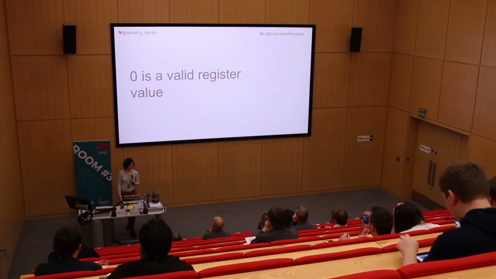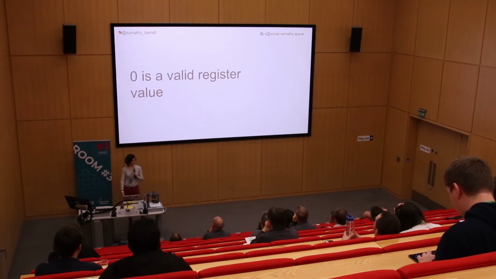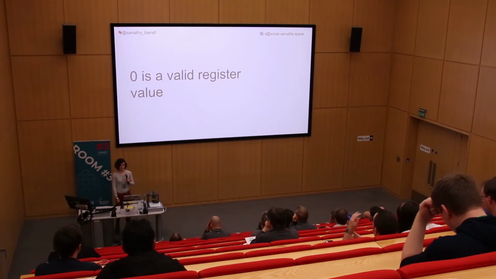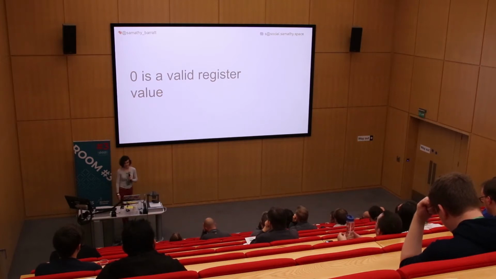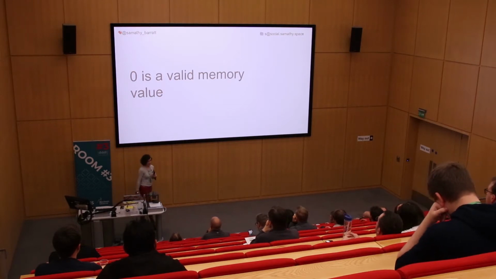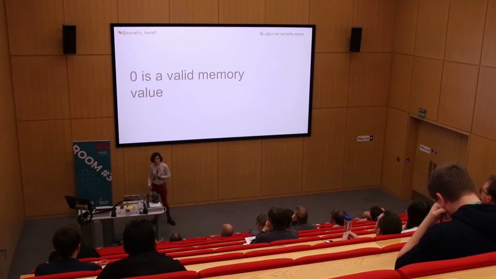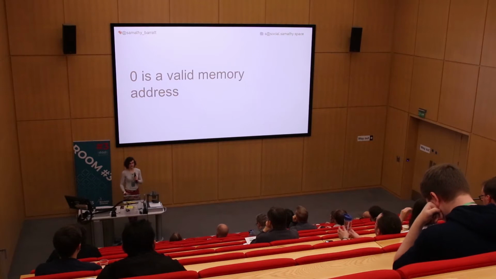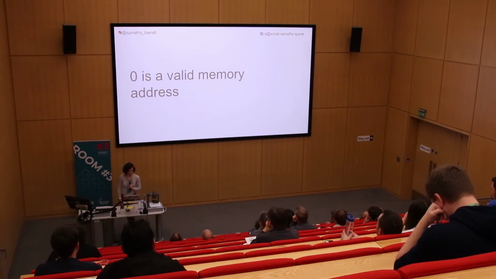However, a zero is a valid register value. So in your CPU, you have many registers, and any of those can have zeros in, and that is valid information in those registers. Zero is a valid memory value, as well as being a valid register value. So you can have bits of memory, maybe your system RAM, which has zeros in it. Zero is a valid memory address, sometimes, depending on the system that you're on, and the language that you're using. But you can say, I want to address the 0th byte of my memory. Again, depending on what platforms you're on.